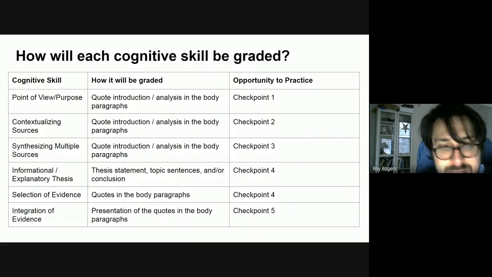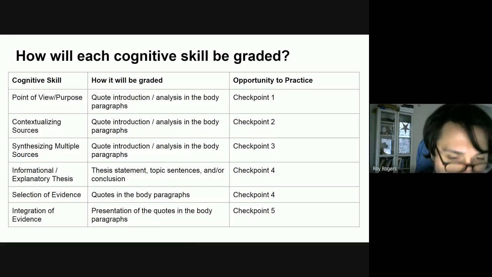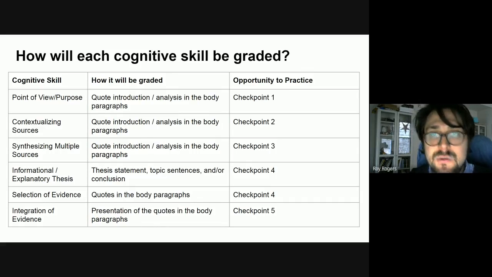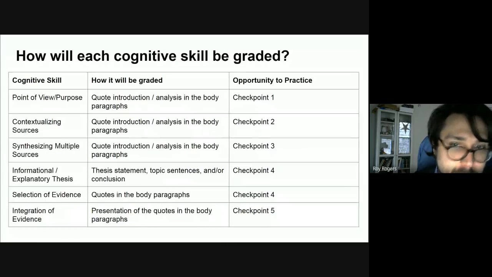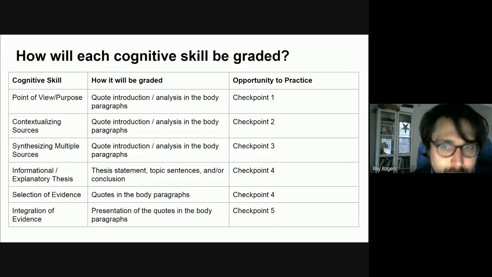Okay. And then the last checkpoint, checkpoint 5, will involve the integration of evidence, bringing it all together, making sure that your evidence is integrated into your argument, that it's not just random quotes slapped all around a paragraph, that the quotes are designed to make your argument, to make your point of view. All right. So these are the things that you're going to need to do for the final product in this class.